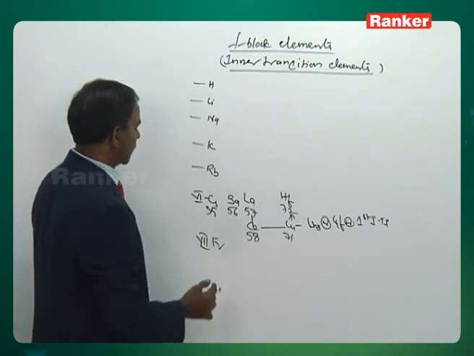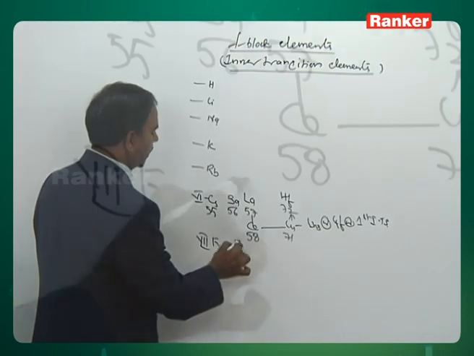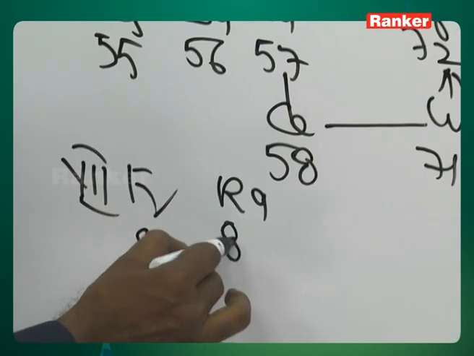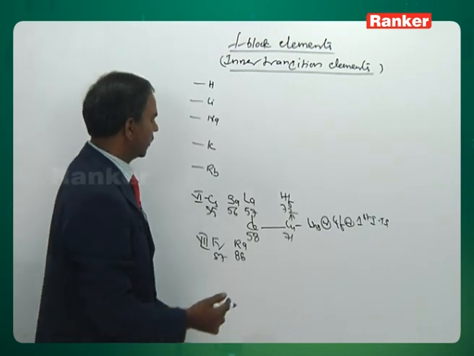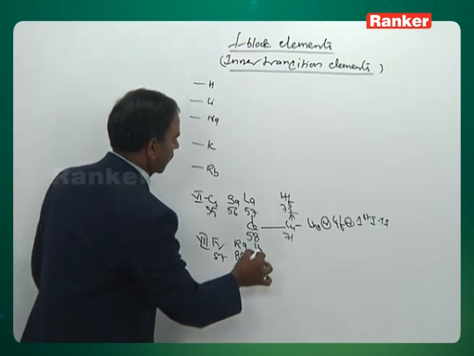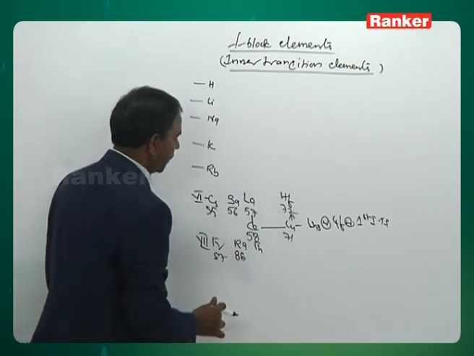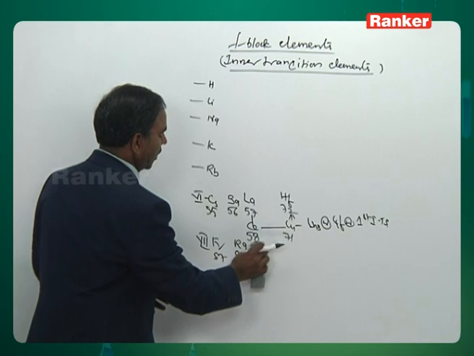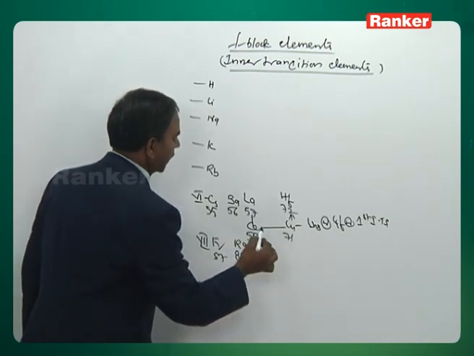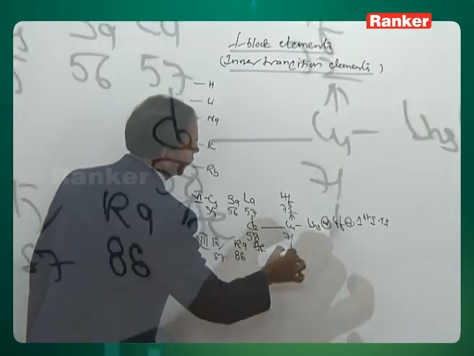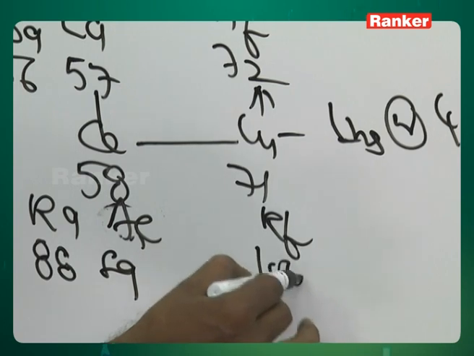Now let us consider the 7th period. Francium 87. After 87 it is radium 88. After 88 the next element is actinium, 89. Actinium, and then rutherfordium, which is 104.